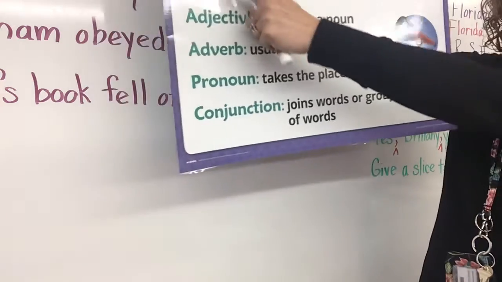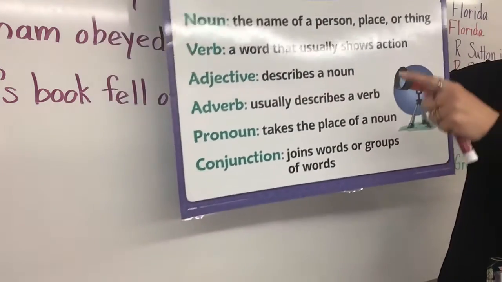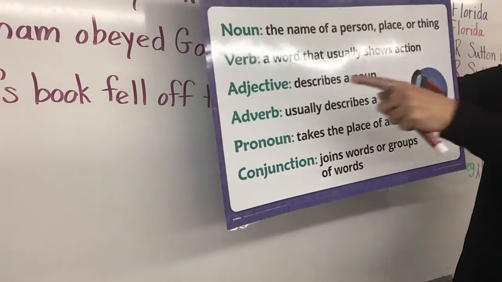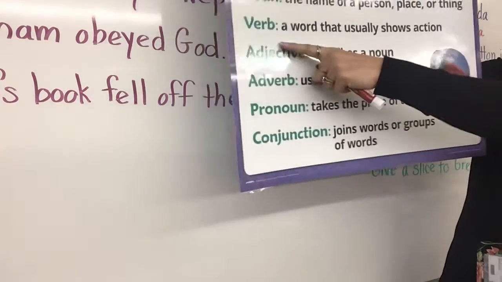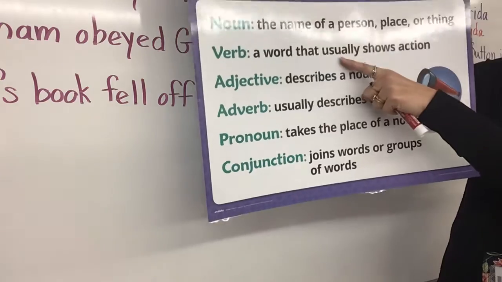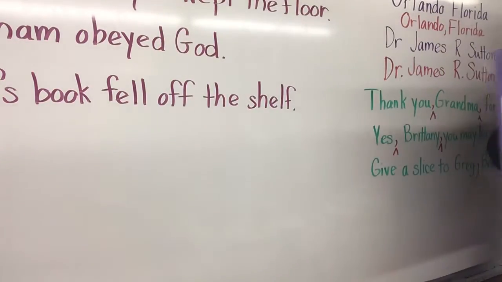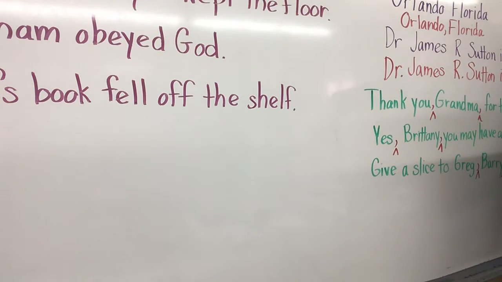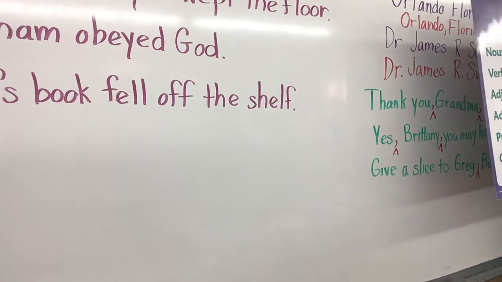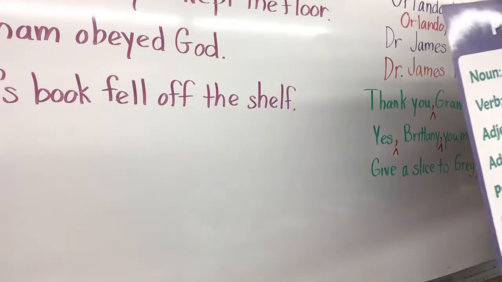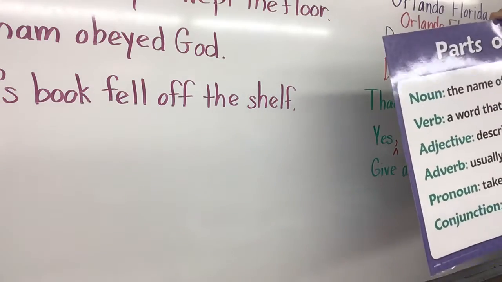Alright, so eyes up here. We've already learned about a noun. We said a noun is the name of a person, place, or thing. Today we're going to learn about a verb. A verb is a word that usually shows action. I will move it so you guys can see it. I know you can't see it when I'm holding it for the camera to see. So what is a verb? A verb is a word that usually shows action. Why do you think it says usually?